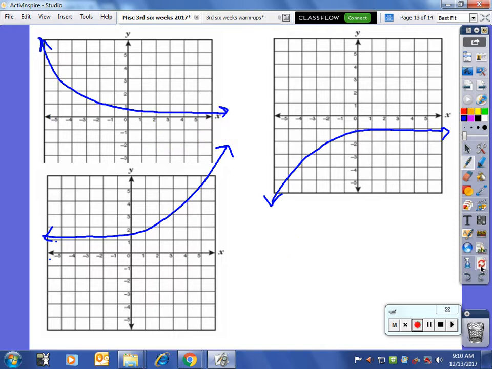All right, let's talk about this one. This one has an asymptote as well. The line that it's going to get close to but never touch is right here. What line is that?